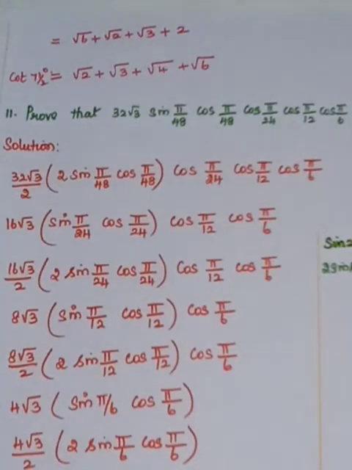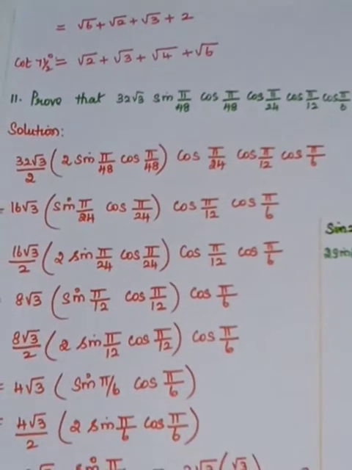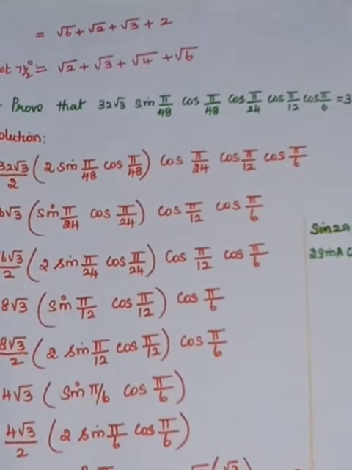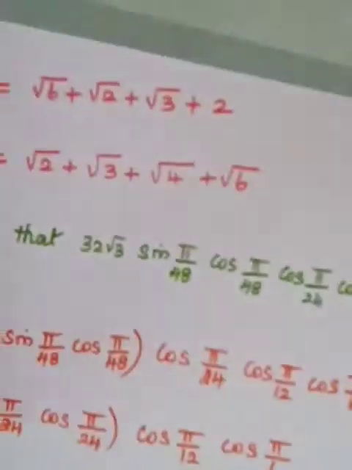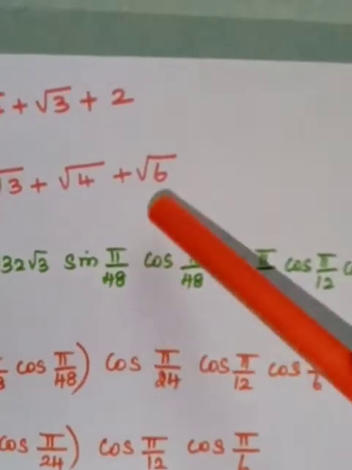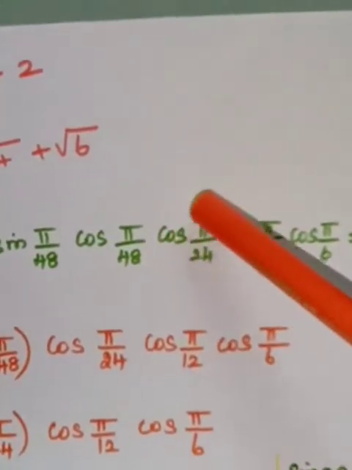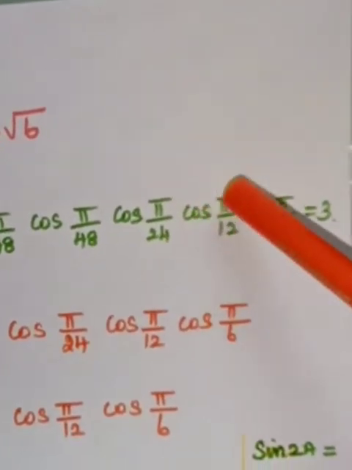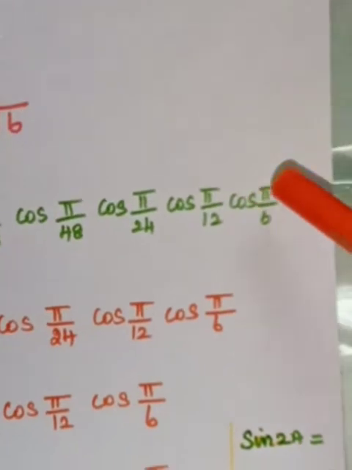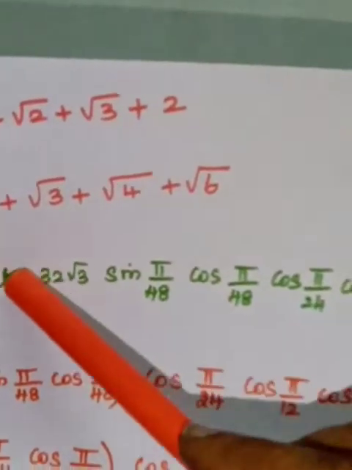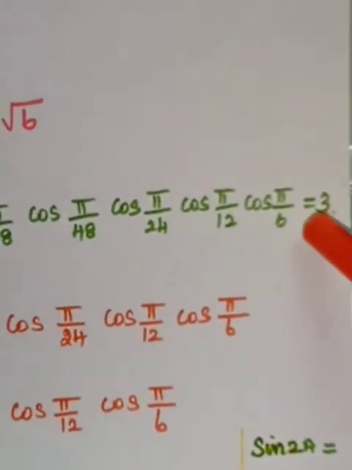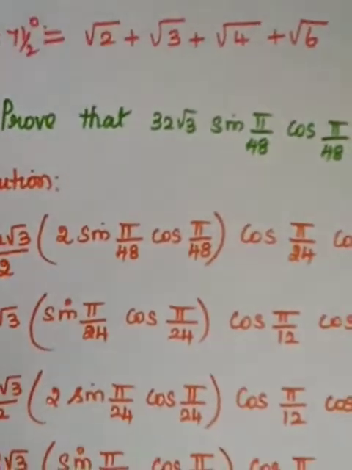Okay. Come to the problem number 11. Prove that the expression 32 root 3 sine pi by 48 cos pi by 48 cos pi by 24 cos pi by 12 cos pi by 6, if you multiply all the terms, you will get the answer as 3. Okay, I have taken the result.